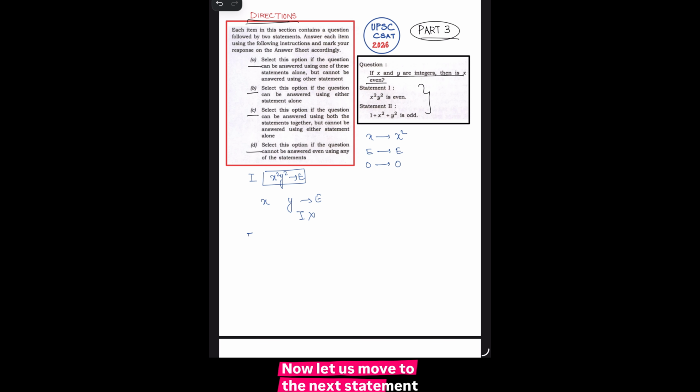Now let us move to the next statement. Statement 2 states that 1 plus x square plus y square is odd. This means that x square plus y square is even. This can be only possible if both x and y have the same parity. This means that x and y should have the same odd or even nature. So if both are even or if both are odd, this condition will be satisfied.